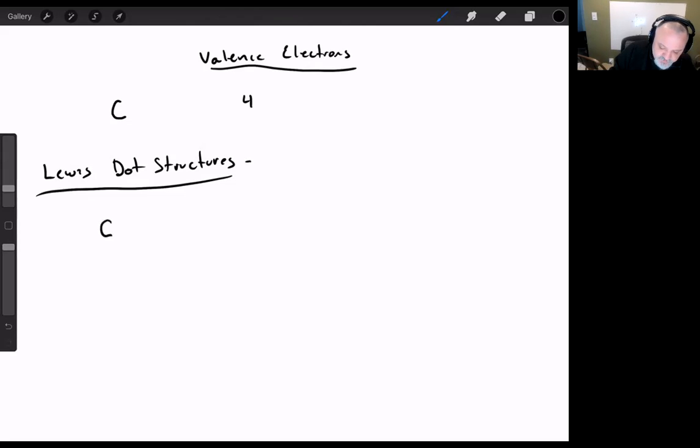And a Lewis dot structure is a picture of valence electrons. And the only rule is that you draw little dots around the symbol of the atom to represent the valence electrons. And the only rule is you don't pair them up until you get more than 4.